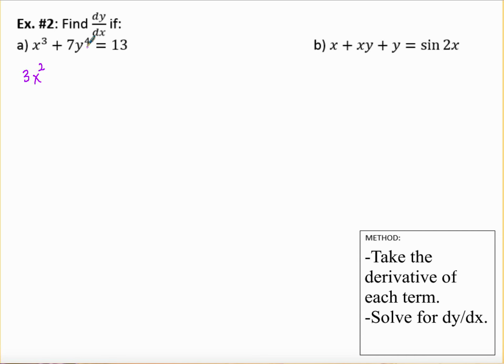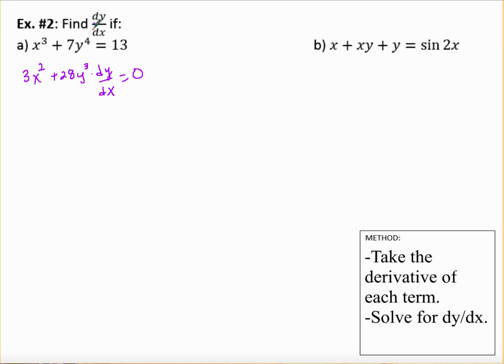My second term, this has the y in it, so I'm going to multiply 4 to the front. That's going to give me 28. Subtract 1 from my exponent, just like usual. But because this is a y, the derivative of y is dy/dx. It's like the chain rule. My inside function was a y, not an x. The derivative of y is dy/dx. And now, the derivative of a constant, well, that's 0.